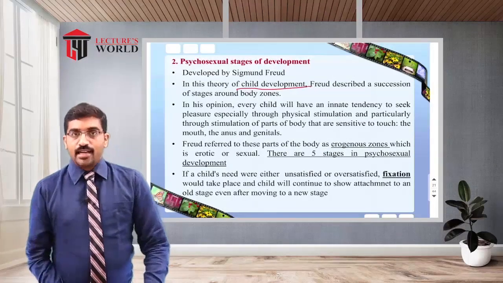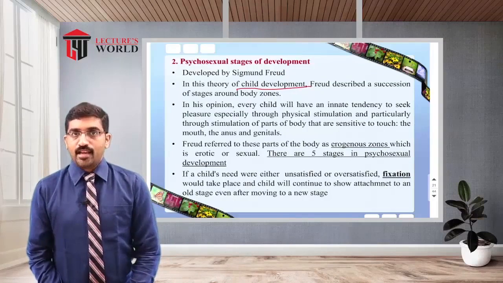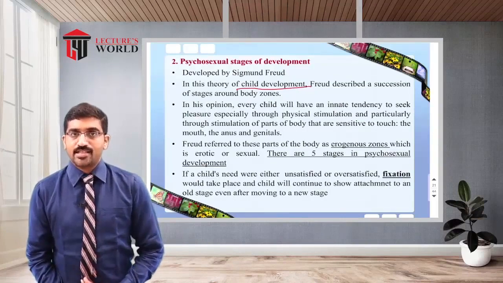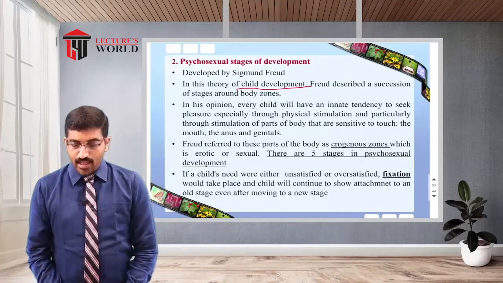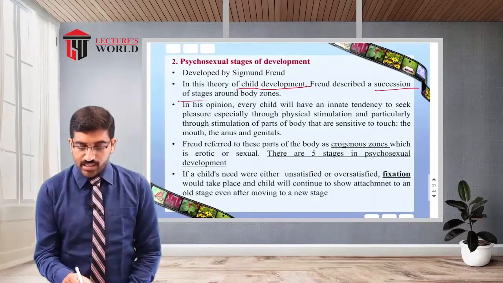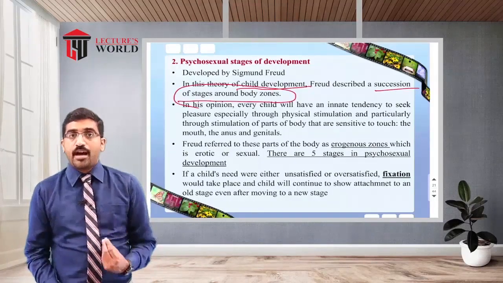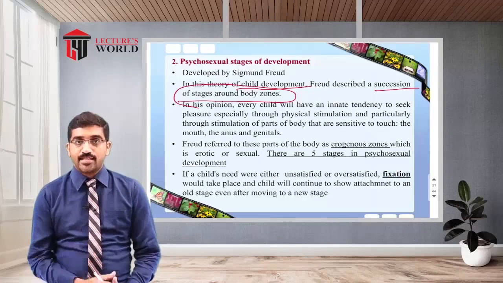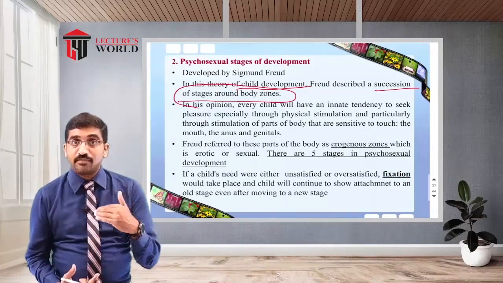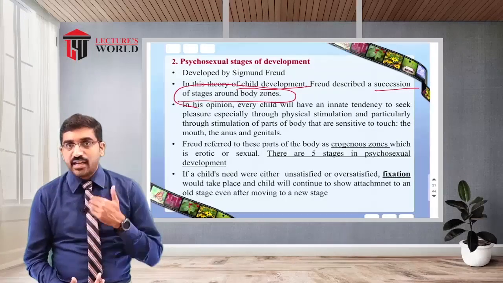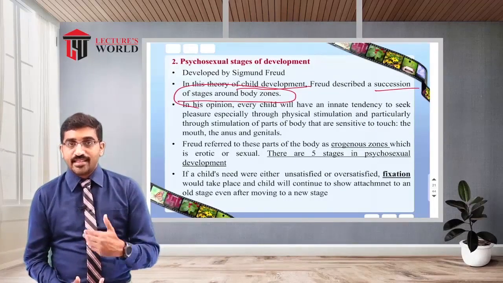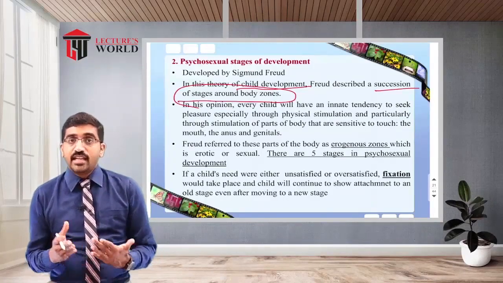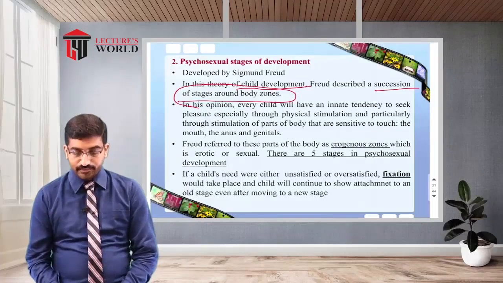As Sigmund Freud said, every child in their growth and development will have different stages of life. Based on that, this psychosexual theory has been made. Freud described it as a succession of stages around body zones. Some body parts have a connection with the psychological part, and this has to succeed at every age. If I am a 1-year-old child, I have some fixed development, and once I complete my 1 year and go to my 2nd year, 3rd year, every age has some growth and development, right?